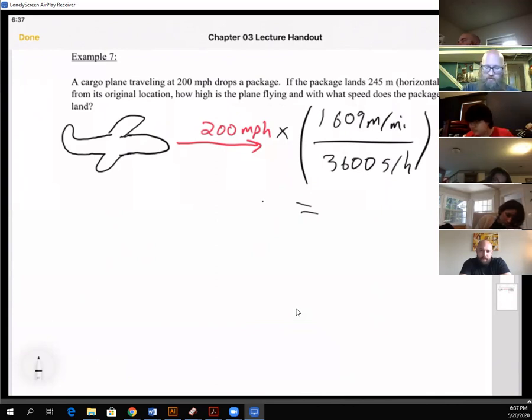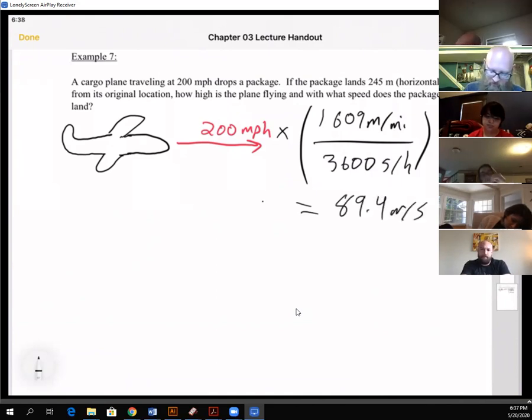Okay, so these two conversion factors together should convert this to meters per second, and it's 89.4 meters per second. I've got 3 minutes to solve the rest of this. We'll make it happen. Okay, so we're dropping a package. So what does a package look like? It's a box. Sure, there's my box.